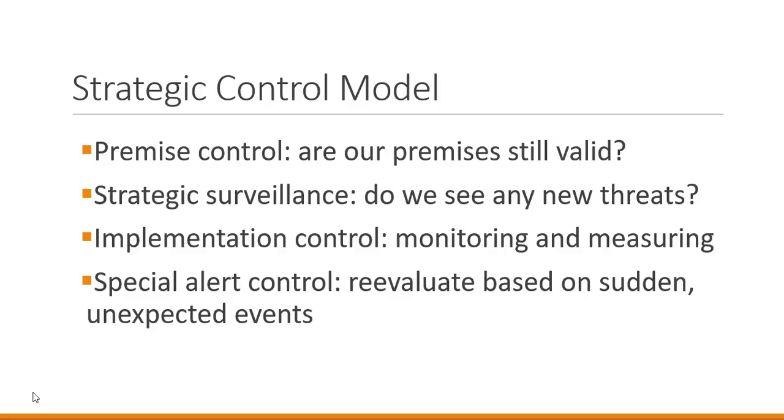And then finally, the special alert control. The special alert control is sort of an extreme scenario of strategic surveillance. When we have sudden unexpected events that are possibly significant threats to the organization, then we reevaluate. This was something that was unknown and not even expected to occur. A big surprise. In these situations, we reevaluate the strategy to determine whether it's still valid or whether we need to make a change. So we see that in evaluating strategic control, in one way or another, we're asking the question, do we need to make a change?